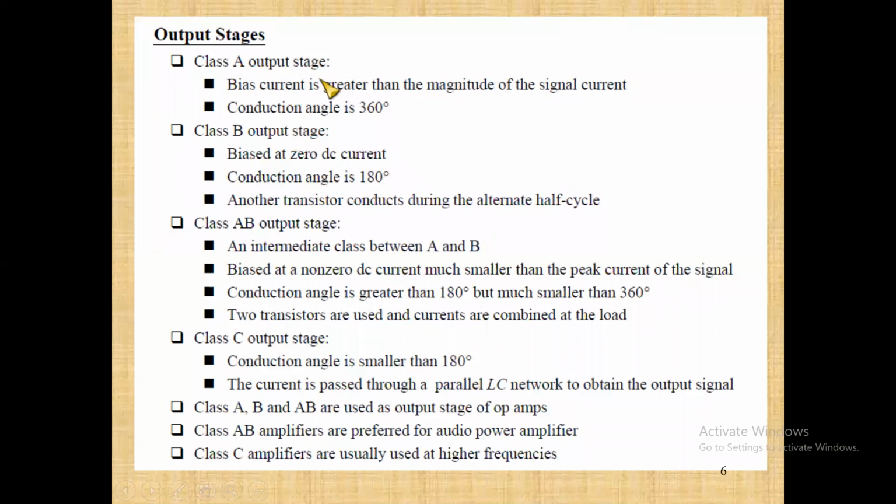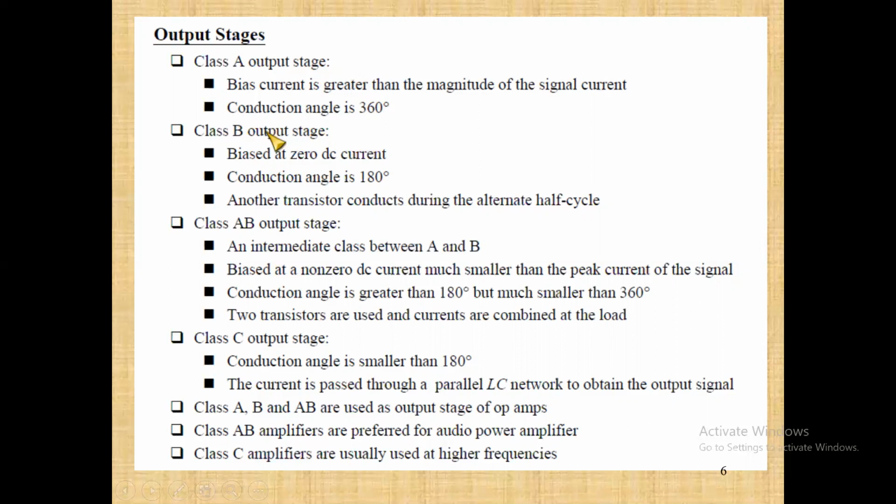So we classify them into class A, class B, class AB, and class C. Class A is an output stage wherein the bias current is greater than the magnitude of the signal current. We bias the output stage in such a way that the biasing current is more than the magnitude of the signal current itself. So the conduction for this case is 360 degrees. That means for the whole of the input cycle, the class A stage will be conducting.